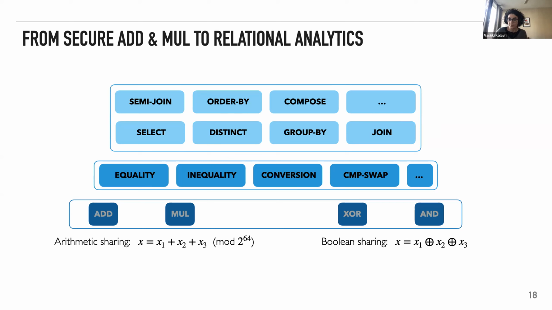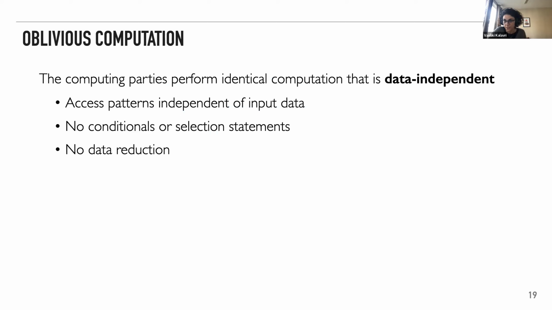Something that is very important to understand about why we have no information leakage with MPC is that all computation under MPC is oblivious. What that means is that the computing parties perform computation that is data independent. So no matter what input you give to a computation, the data access and the operations that you perform are always the same. They don't depend on the actual data items. Recall that these are just random numbers, so it doesn't matter what the actual data is. The computation has to be always the same.